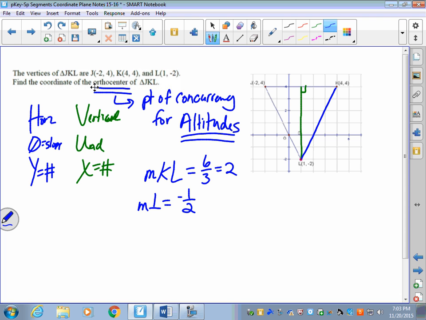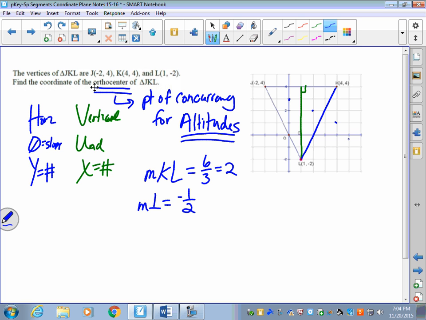And now, it's a different step than before. Well, not different, way different, but we now need to start where? To graph this altitude, you need to start at the vertex opposite that side. So, if I go to the vertex opposite that side, that is the vertex J. And we're going to do a slope of a negative 1/2. So that's going to be down 1 to the right 2, down 1 to the right 2.